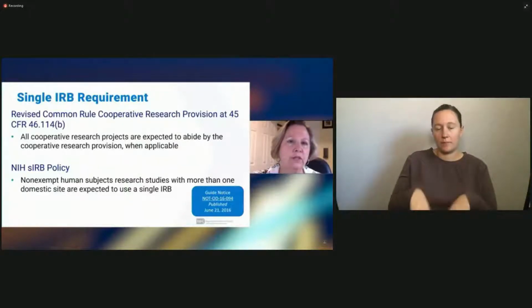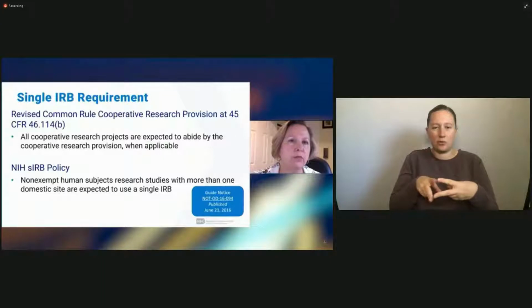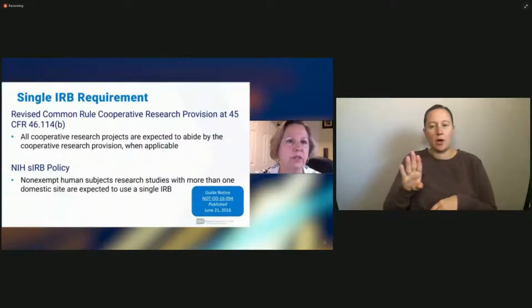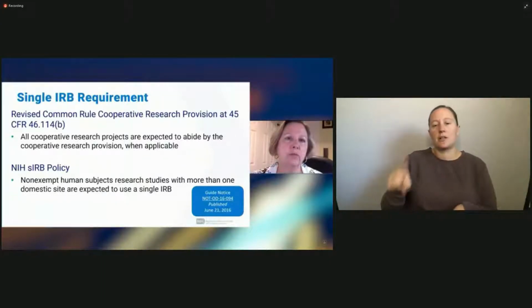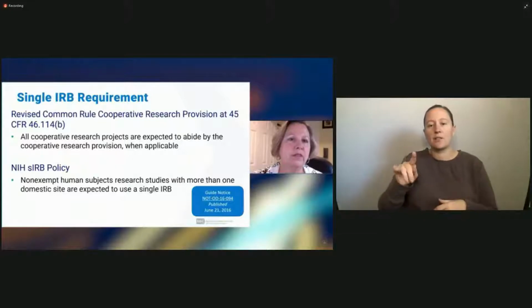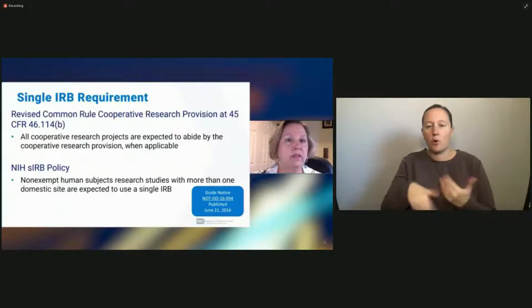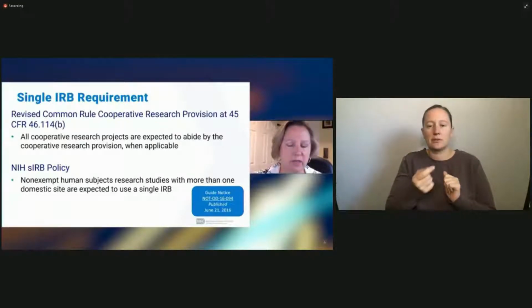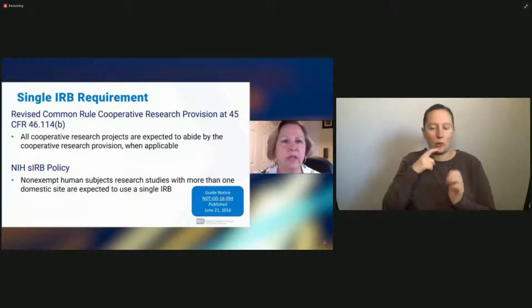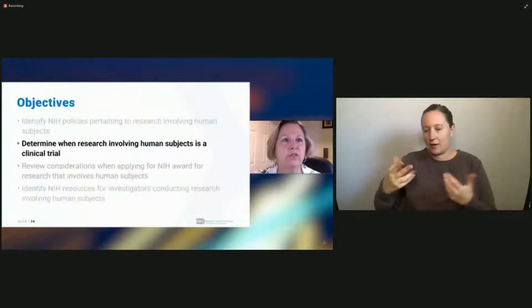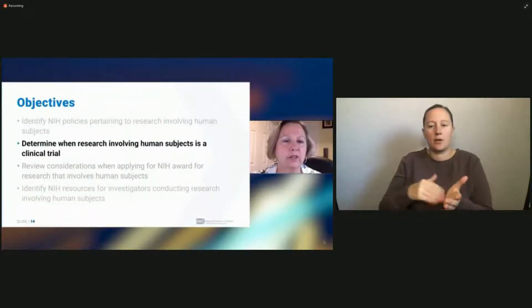Now you can learn about these two requirements for single IRB use on the NIH Single IRB for Multisite or Cooperative Research webpage. And this site includes a link to all the relevant regulations and the several guide notices that NIH has published. And with that, I'm going to turn it over to Dr. Curdy to talk about clinical trials.